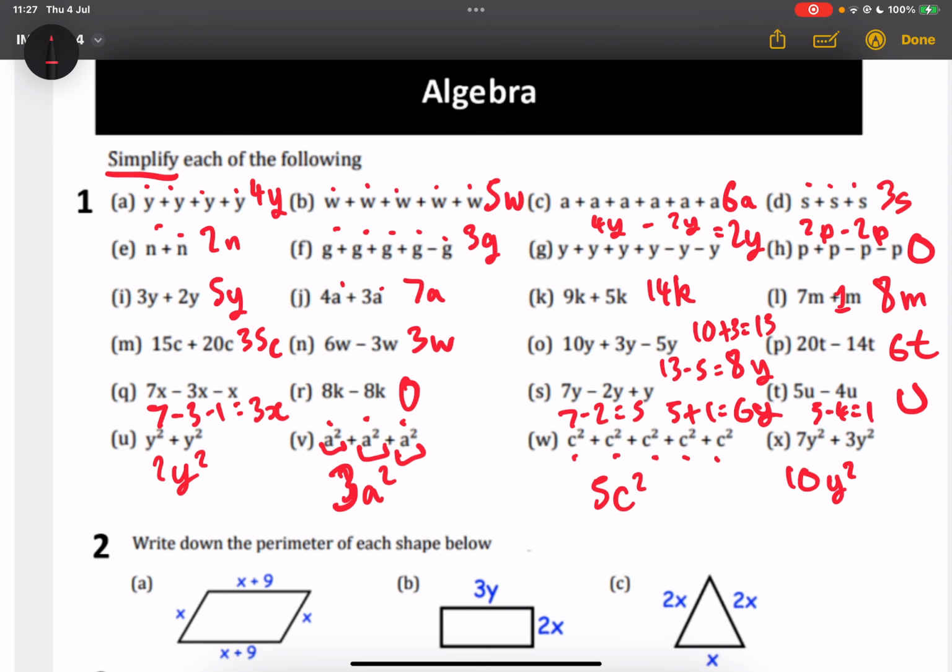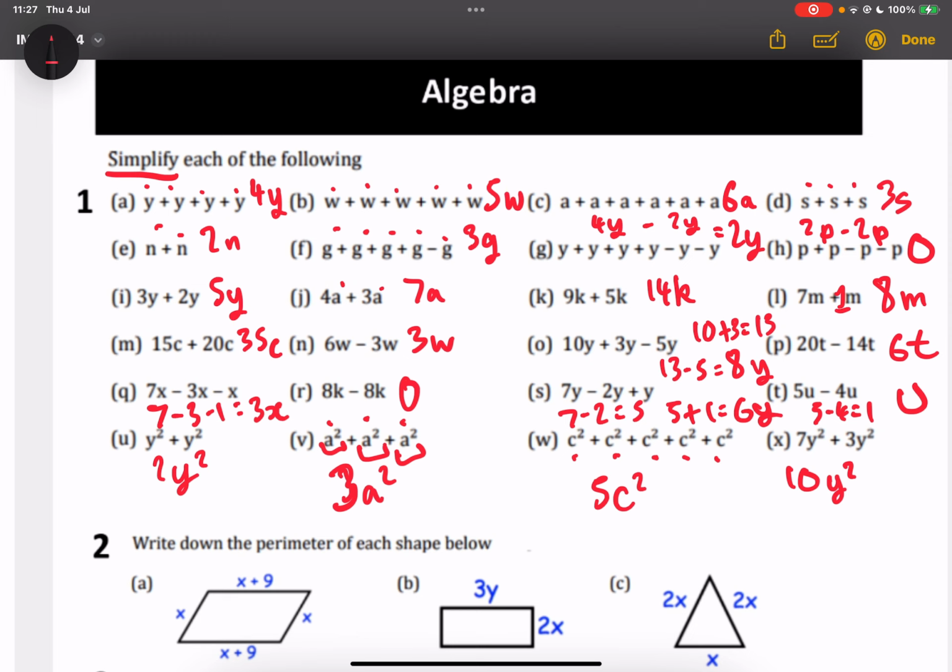So let's move on to 2a, b, and c. So here in A, we need to find the perimeter of each shape below. So we're adding the sides all together. So with A, it's like doing x plus x plus x plus 9 plus x plus 9. So first we collect like values. So it'll be 1, 2, 3, 4 x's, so 4x. And then 2 9s, so plus 18. So this one will be 4x plus 18.